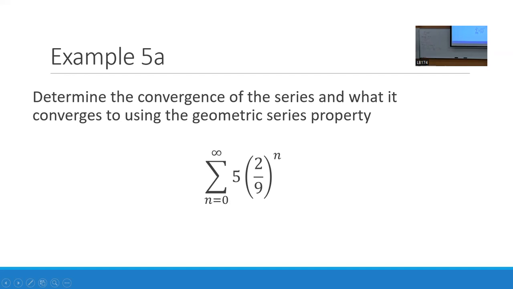So here's what I'd like you to do. I want you to use the shortcut rule on this infinite series. I'm going to call this example 5a. We're going to start our series with n equals 0. And we're going to sum from n equals 0 up to infinity, 5 times 2 ninths to the nth power.